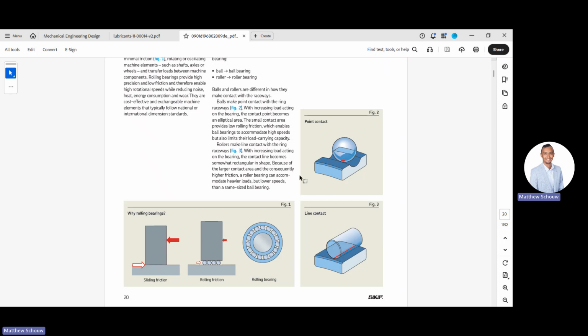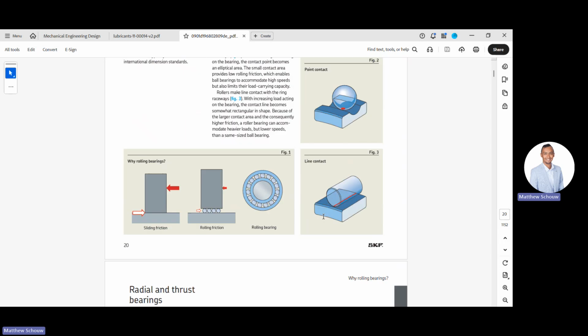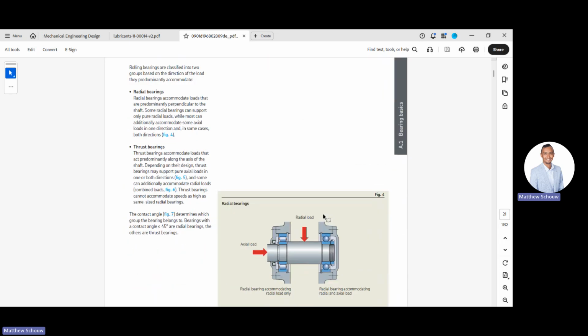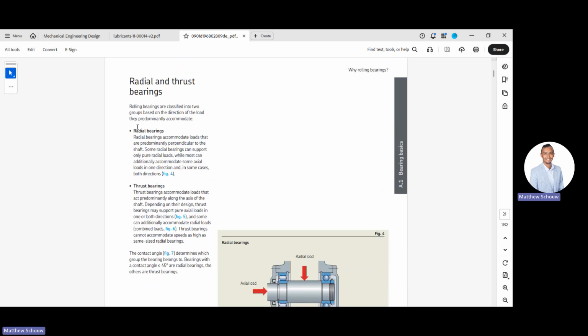Because of this, you have a larger contact area, more friction. However, it can accommodate moderate to heavier loads, but at lower speeds, than the same size bearing in terms of its volume. So that's quite interesting. And then we also have rolling bearings, which can be classified as radial ones.